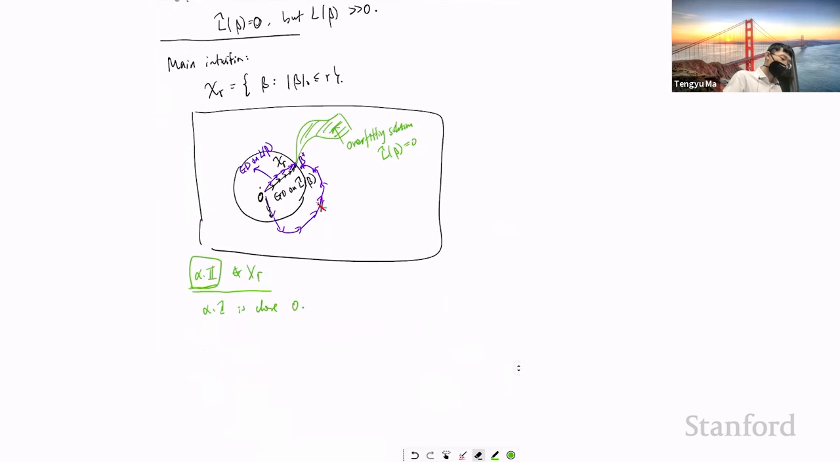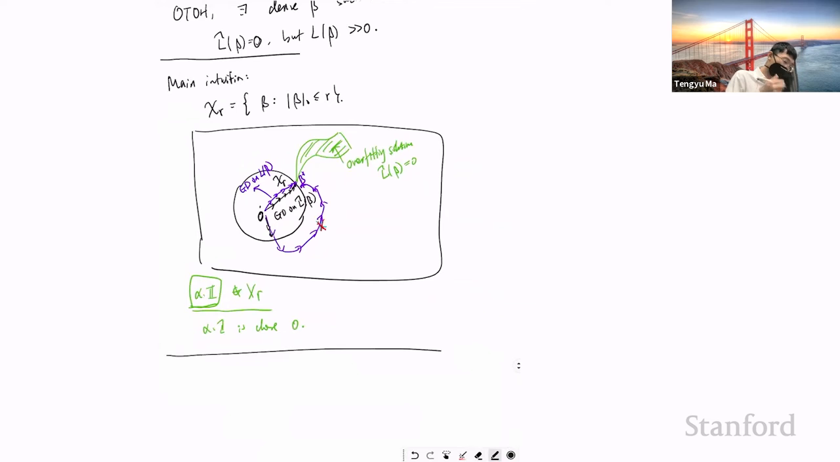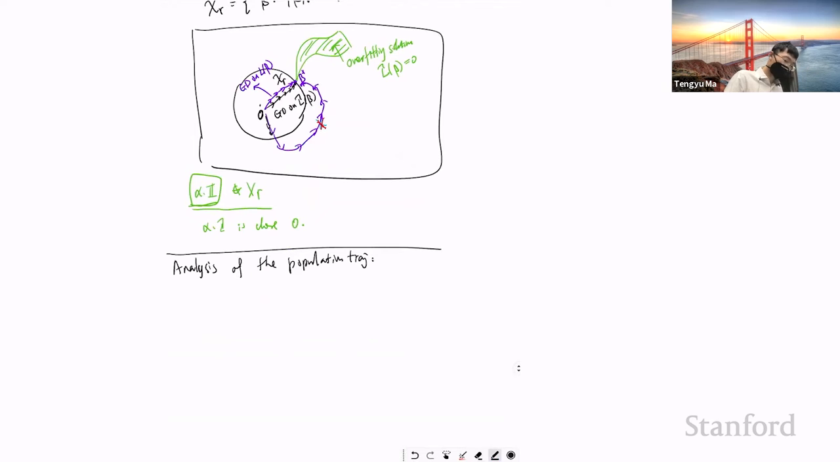Okay, so given this plan, this intuition, it's natural that we should start analyzing the population trajectory, right? Like the purple one. And then we try to say that the black one is close to the purple one. So let's start with the population trajectory. You can in some sense think of this as a warm up, or also a kind of sanity check for this approach, right?